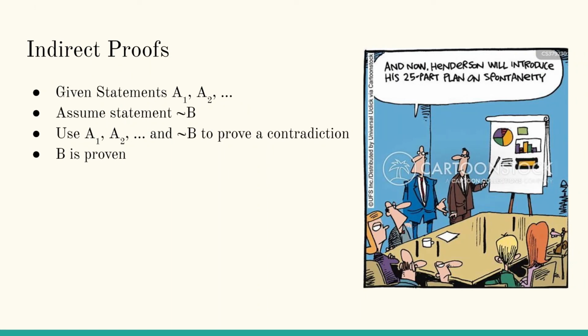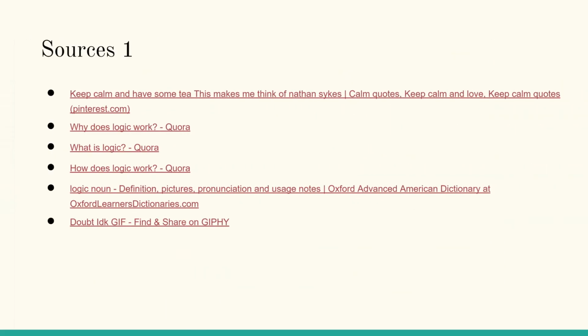Indirect proofs, also known as proofs by contradiction in mathematics, assume the statement you are trying to prove is false and show this leads to a contradiction within the statements you already know are true.